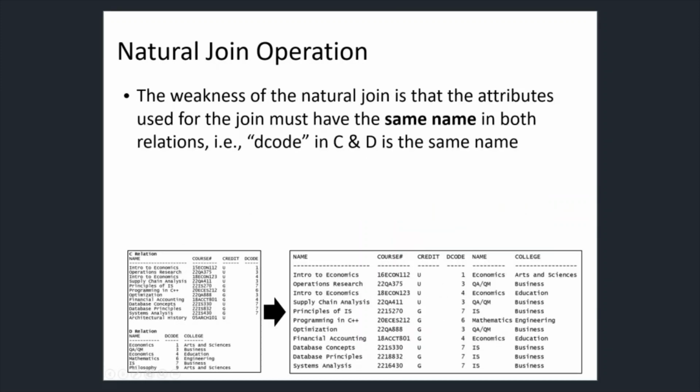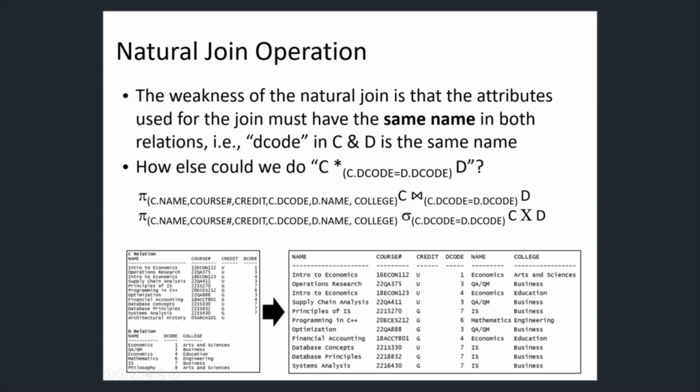In this slide, it just highlights one of the weaknesses or criteria for natural joins, and that is that the attributes must have the same name in both relations. And in this case, it is D code. If the attribute name in the D relation were not D code and were something else like department code, then the natural join would not work.